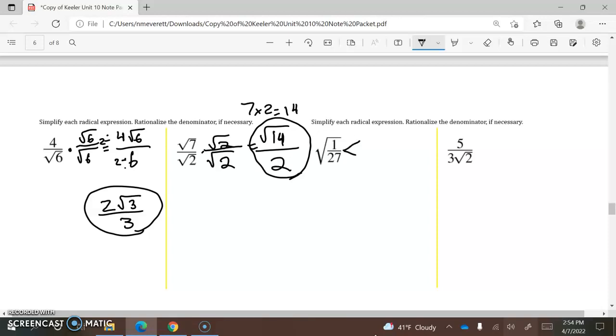Now we're going to put it all together here. So I have square root of 1, again, the square root of a whole fraction. I'm just going to split it up: square root of 1 over the square root of 27. I'm left with 1 over square root of 27.